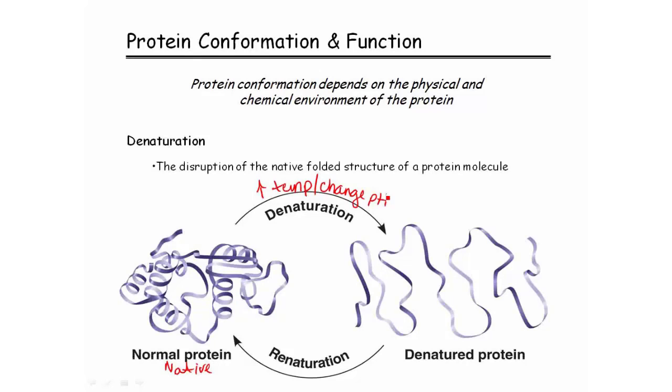In some cases, if the conditions are returned back to normal, then that denatured protein is going to be able to refold. In some cases. In other situations, that denatured protein will not be capable of refolding. So if it cannot refold, then that protein is essentially garbage. The cell will have to completely take it apart, discard it, and then rebuild a functional protein in its place.